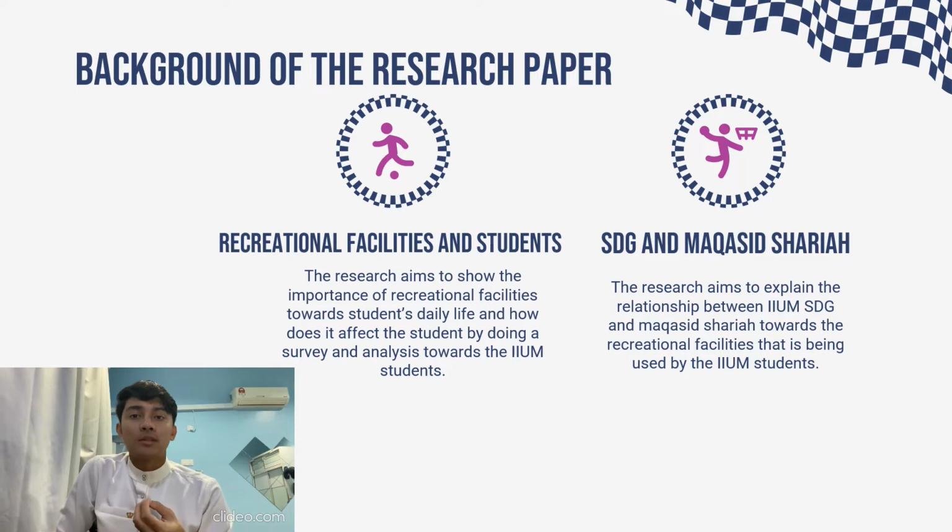So for the second part, which is SDG and Maqasid Syariah, this research will also aim to explain the relationship between IIUM SDG and the Maqasid Syariah that relates to the recreational facilities being used by IIUM students. That is such as SDG number 3, which is health, SDG number 4, which is quality education, and other SDGs, and how we will relate to them.